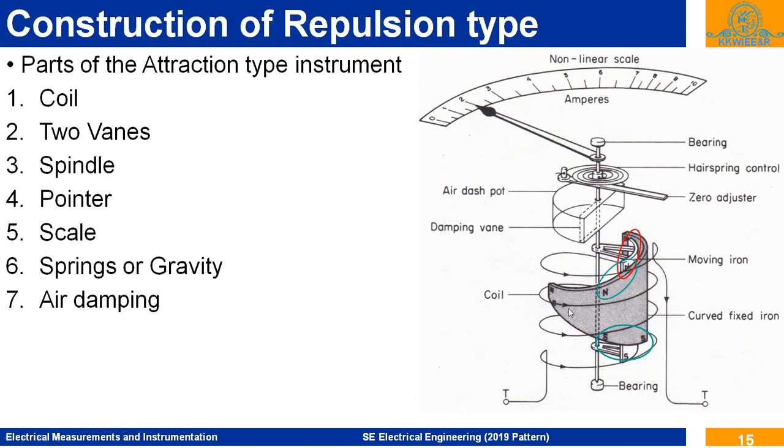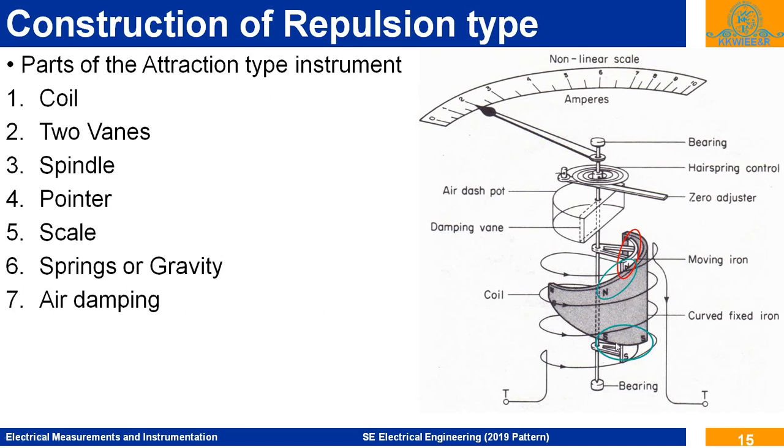So this axis is the same for both the fixed and moving vane. On this, the poles are generated. See here, in the green circle the south poles are shown, and here the north poles are shown. This is the moving vane. As the moving vane moves, the field strength between these two will change.